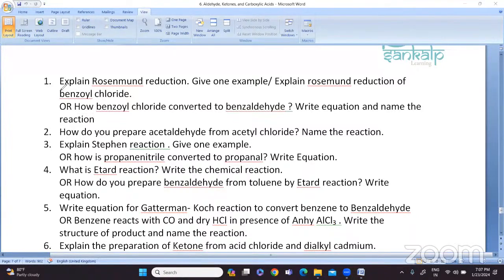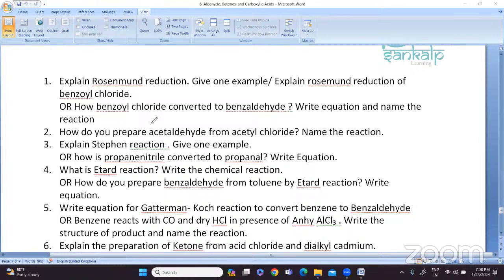Or the question may be: explain Rosenmund reduction of benzoyl chloride, where the starting reactant given is benzoyl chloride. Or: how is benzoyl chloride converted to benzaldehyde? Write the equation and name the reaction. This question is asked for 3 marks. For explaining the Rosenmund reduction with the general reaction, 2 marks, and with the example, 1 mark. Completely, this question is for 3 marks. This is how the marks are divided stepwise.